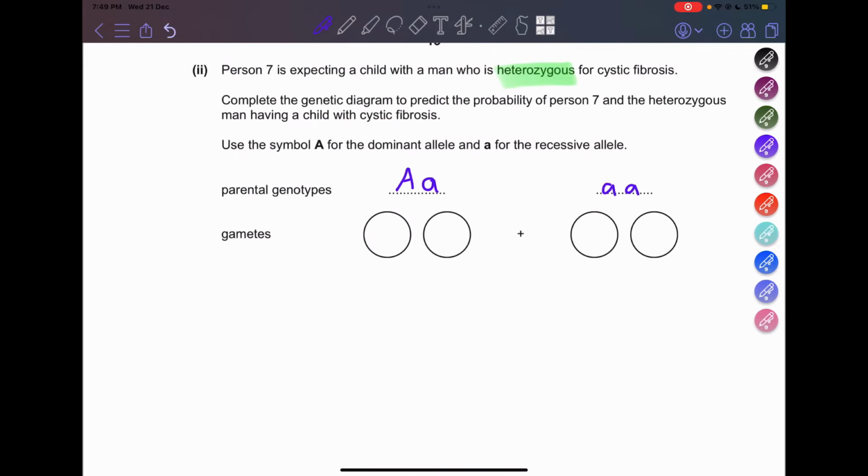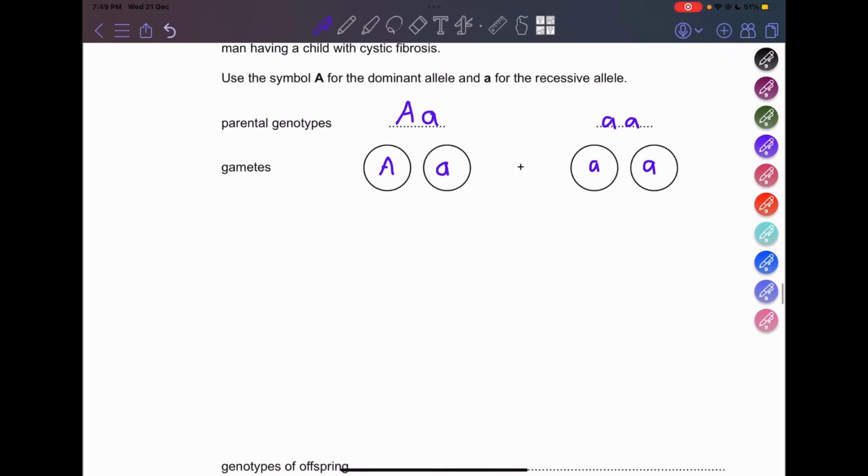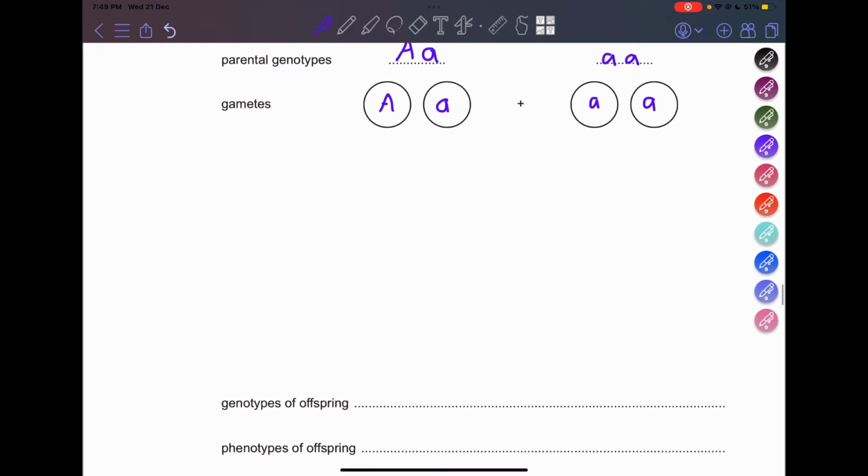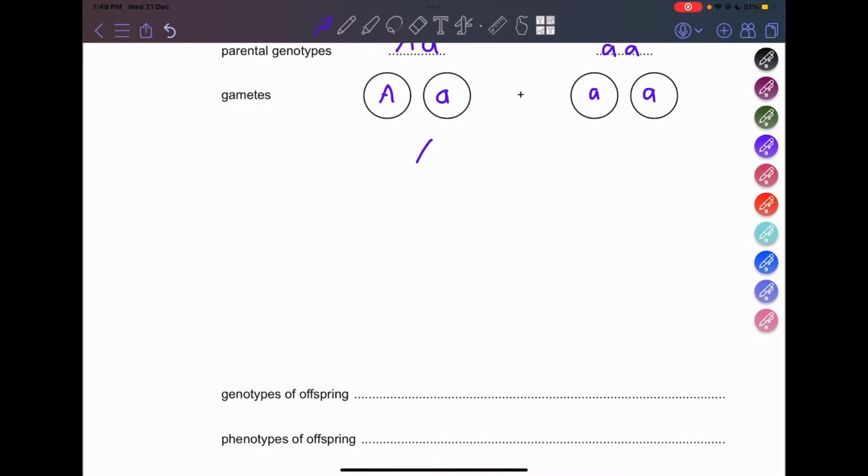We're going to write down the letters that I just wrote in gametes over here. We write them in gametes because the alleles separate, so we write them in separate boxes over here. Now we're going to do the crossing. We're going to write down capital A and lowercase a, and two lowercase a's. We're going to cross it this way.